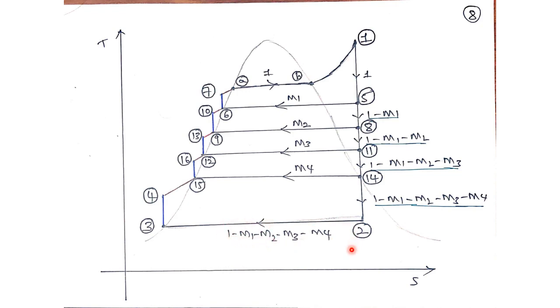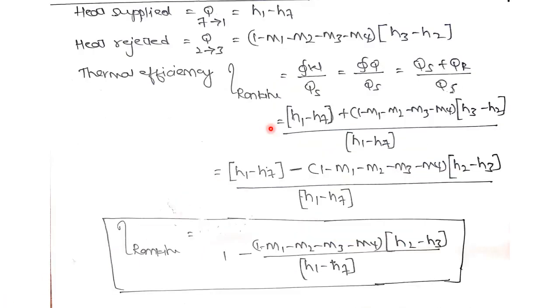1 minus M1 minus M2 minus M3 minus M4 is the mass flow rate. And enthalpy difference, now you are calculating heat. Heat rate is final minus initial. So final is state 3, that is H3. Initial is H2. So (1 minus M1 minus M2 minus M3 minus M4) into (H3 minus H2). So similarly here it is. Okay, then substitute the same things, simplify, you will get this particular thing. That is all about the thermal efficiency, or the heat supplied and heat rejected.